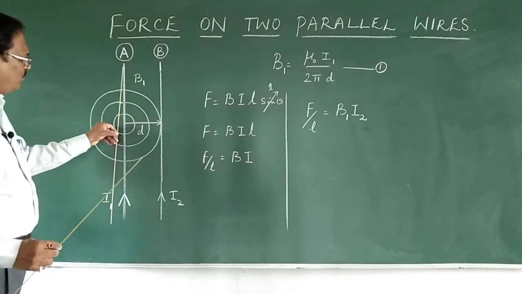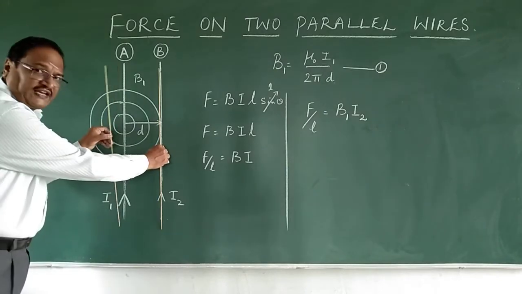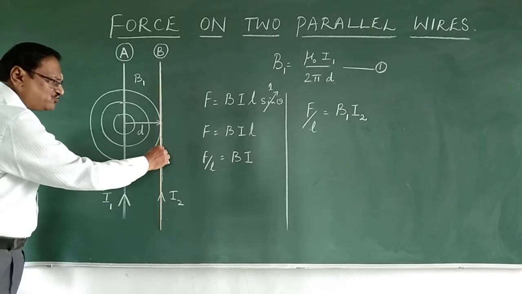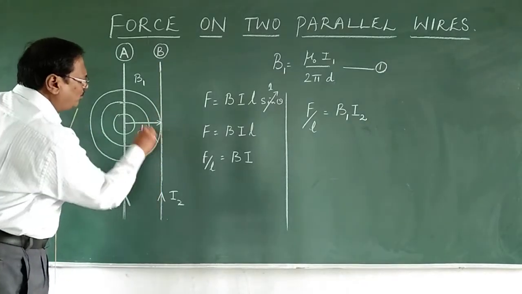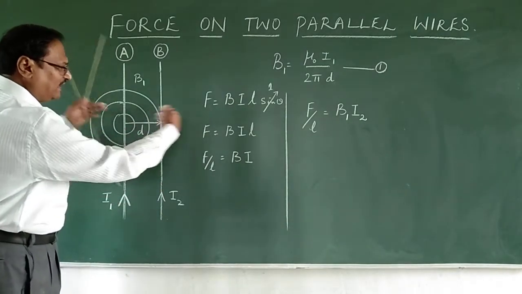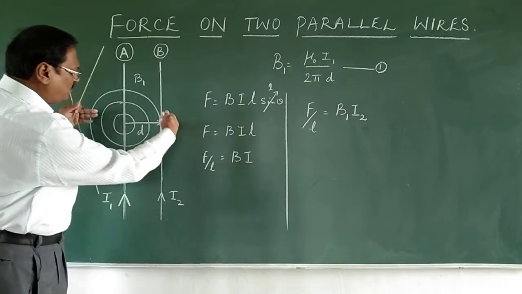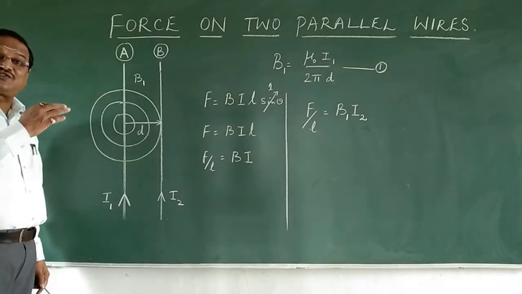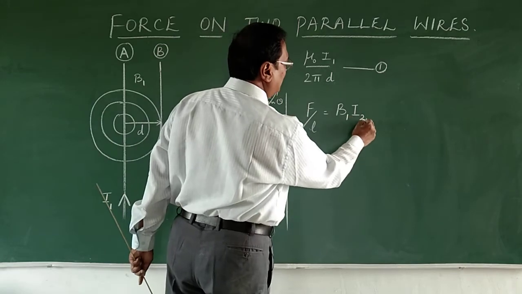Why is it B1 I2? Magnetic field due to the first wire, and this is going to be the second wire, current is flowing through. Now imagine only I2 is there, current is flowing through, naturally a magnetic field will be produced, right? And this magnetic field and this magnetic field are interacting with each other, exerting a force on each other. And because of that, we say F upon L is equal to B1 I2.